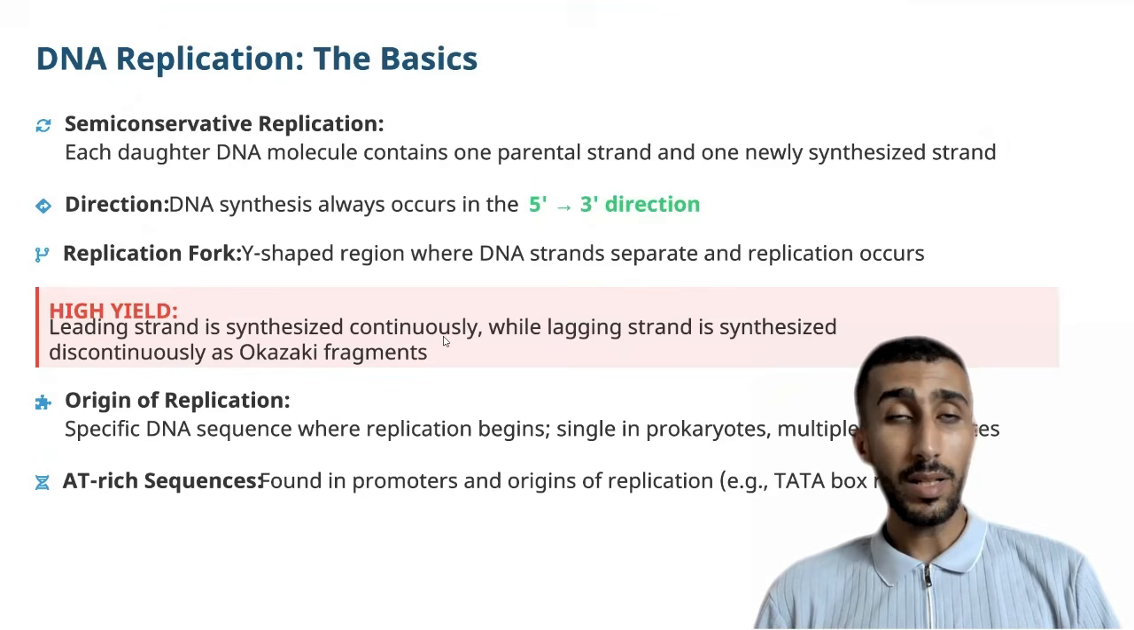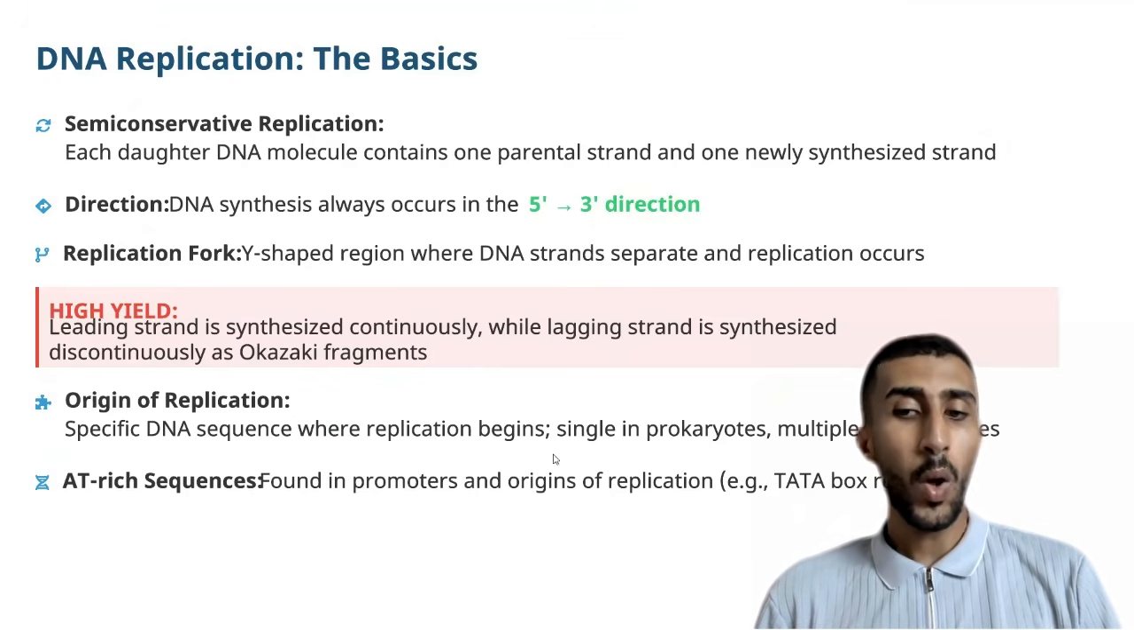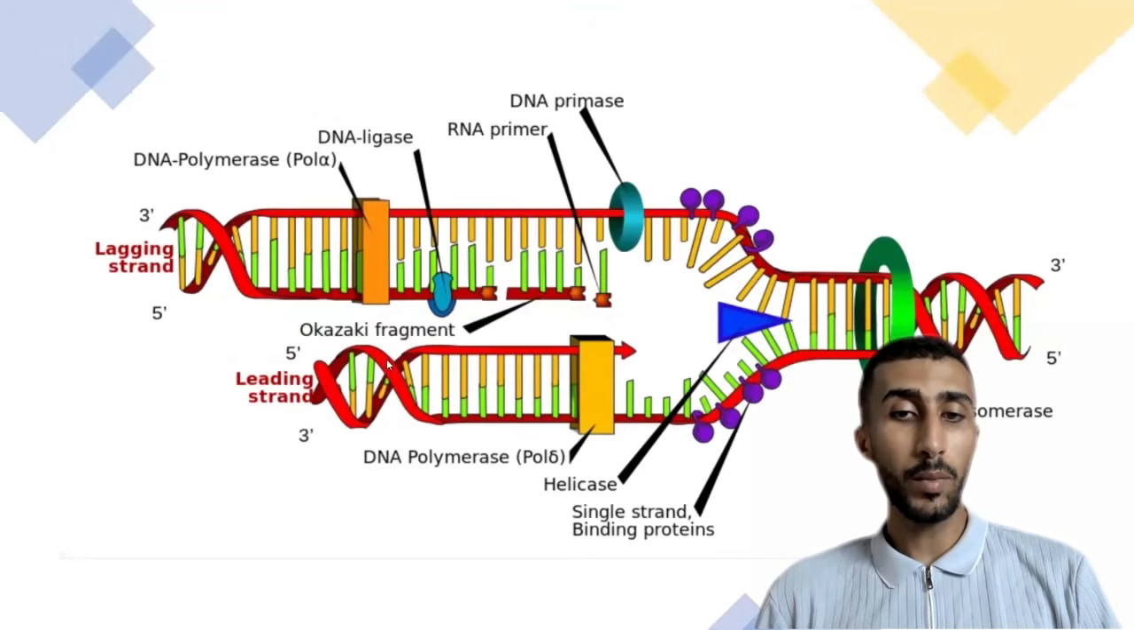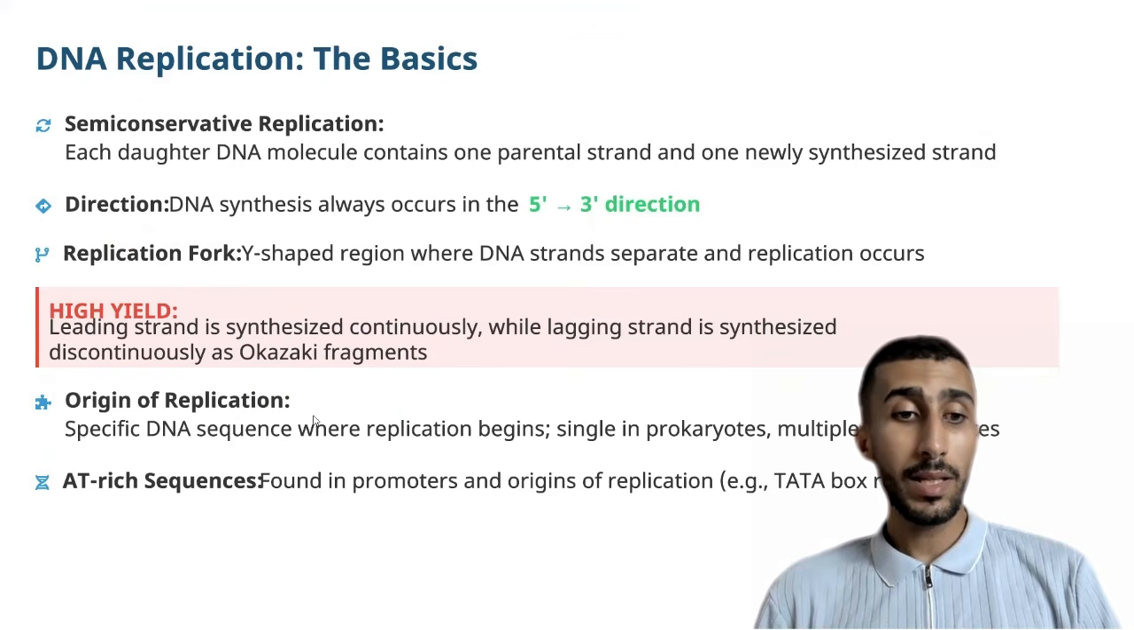The leading strand is synthesized continuously, while the lagging strand is synthesized discontinuously as Okazaki fragments. The origin of replication is a specific DNA sequence where replication begins. It is single in prokaryotes and multiple in eukaryotes. So we have multiple origins of replication, and DNA replication occurring at multiple areas simultaneously, so we have a very fast replication.